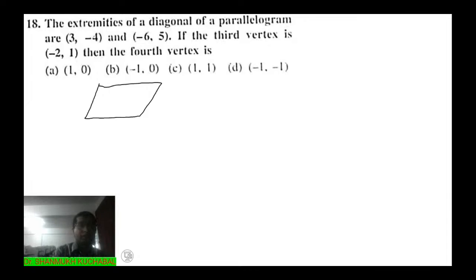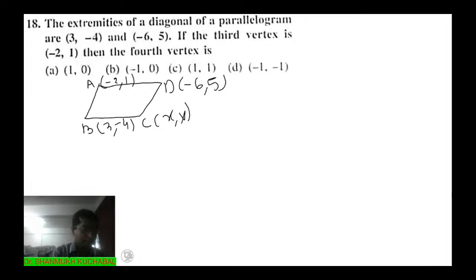So this is point A, this is B, C and D. A coordinates are minus 2 comma 1, B is 3 comma minus 4, C is x comma y, D is minus 6 comma 5, and B and D will be joined.